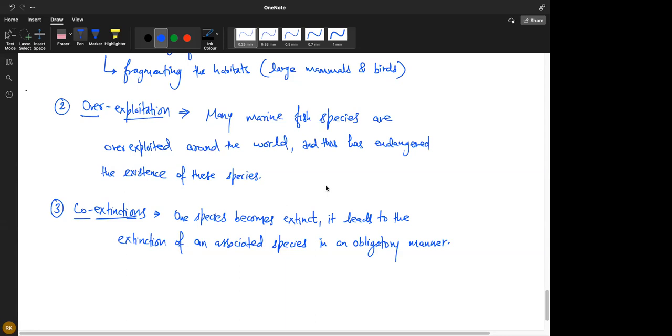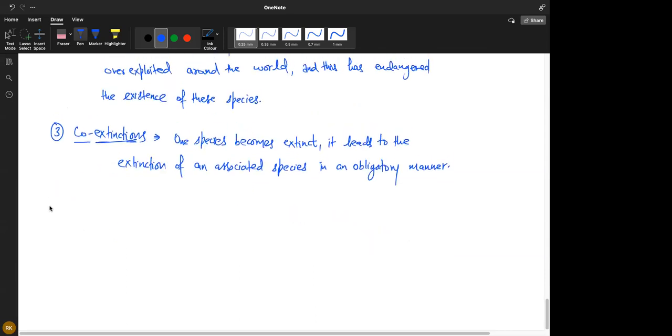So in all these interactions, if the species that gives the advantage to the other species is lost, the species that gets the advantage also will be severely affected and might die out. Make sense? Yeah, so that's called co-extinction. It has led to a lot of biodiversity loss.